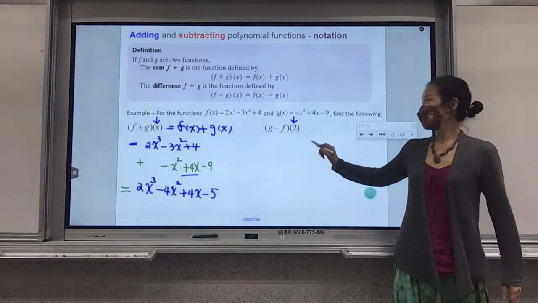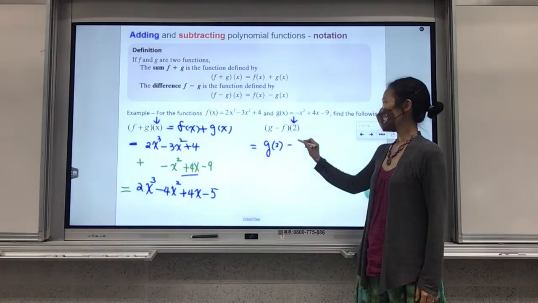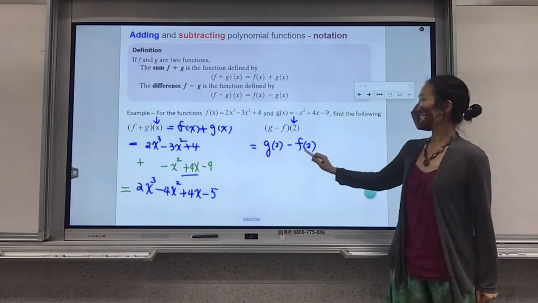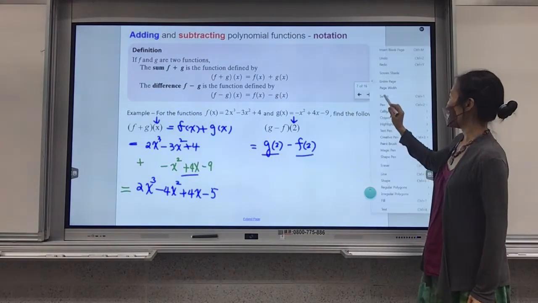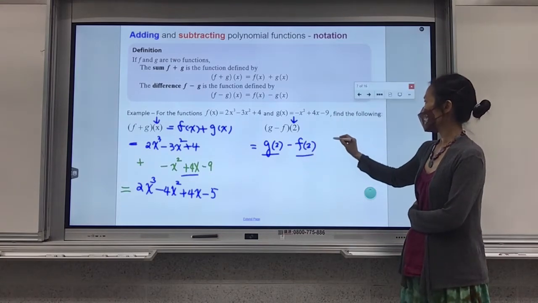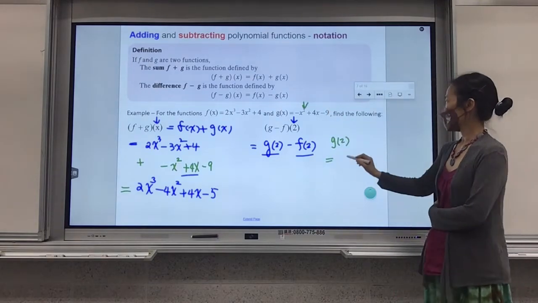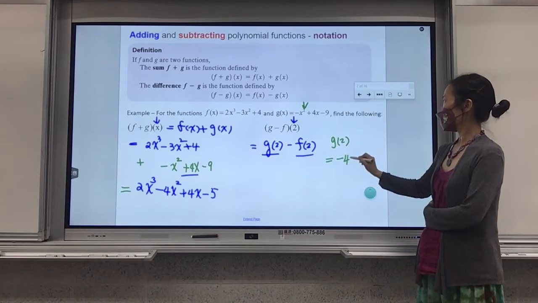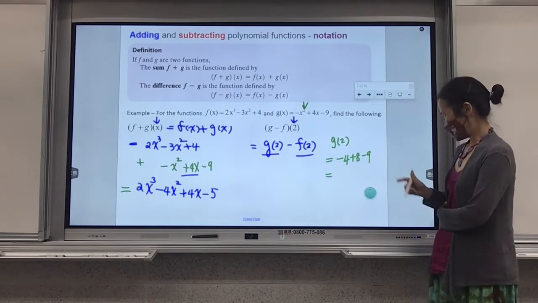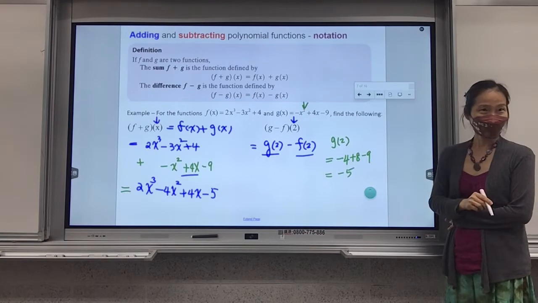The second one, you need to recognize that this is g of 2 minus f of 2. So we can actually calculate each part on the side here if you want. Right? So what is g of 2? Substitute into g. Negative 4 plus 8 minus 9. I got negative 5. Please help me if you catch a mistake.